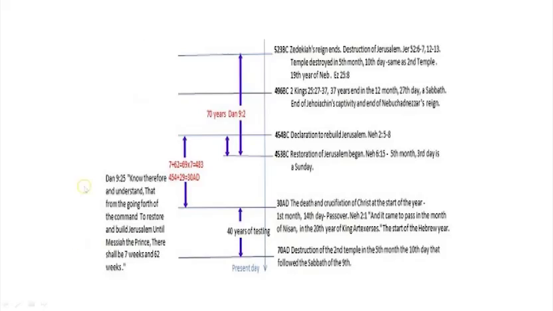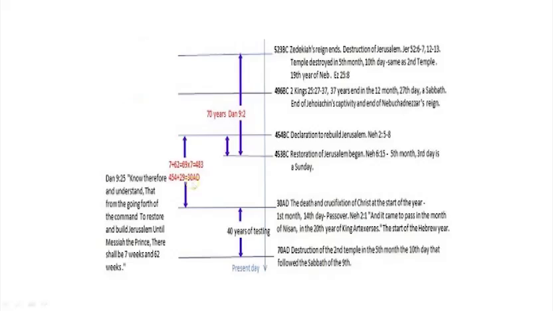Now, if we look here, and you read this, it says, Daniel 9:25, know therefore and understand that from the going forth of the command to restore and build Jerusalem until the Messiah, the Prince, there will be 7 weeks and 62 weeks. Well, okay, let's see how that would work out. If we do the calculation, right here I show it in red, 7 plus 62 equals 69 times 7 is 483 years.